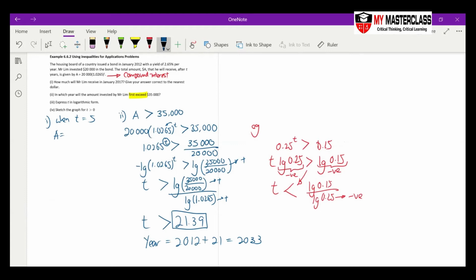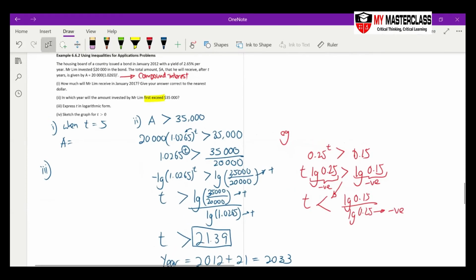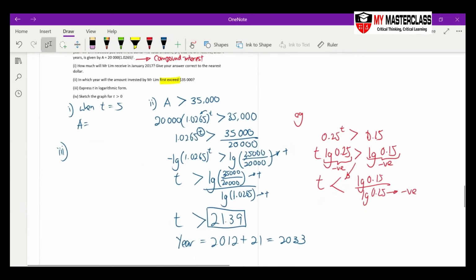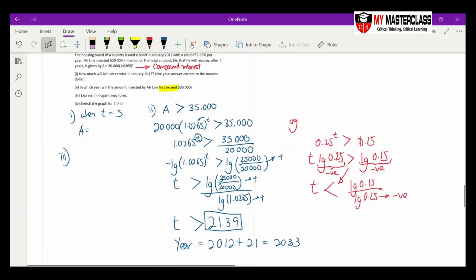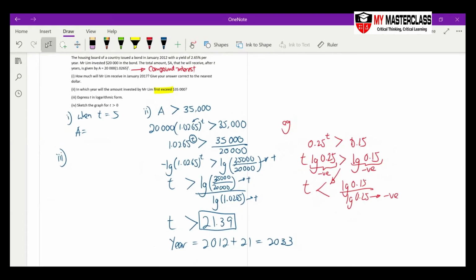Okay, and then number 3 is also a very tricky question. Express t in logarithmic form. That means I want t as the subject. When I give these questions to students, 50% of people are careless. Why? Because the t belongs to him, so we have to isolate him first.